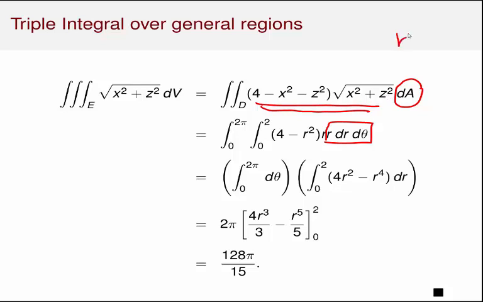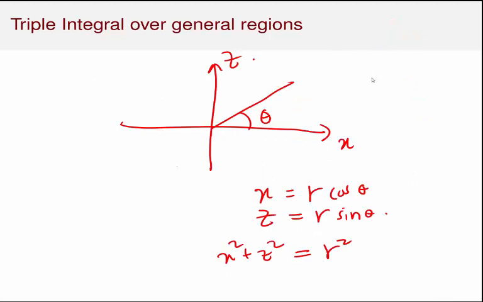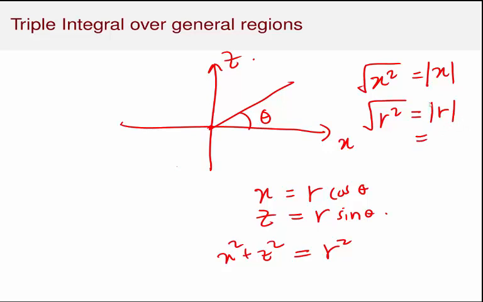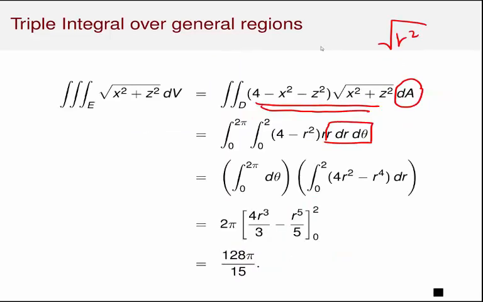So we're going to get the square root of r squared. Remember, in general, the square root of x squared is the absolute value of x. But in our case, the square root of r squared is the absolute value of r. But then, r can never be negative. You see, r is the distance from the origin. So we can just ignore the absolute value sign. And hence, we have this term r here that comes from the square root term. And also 4 minus x squared minus z squared will be replaced by 4 minus r squared.